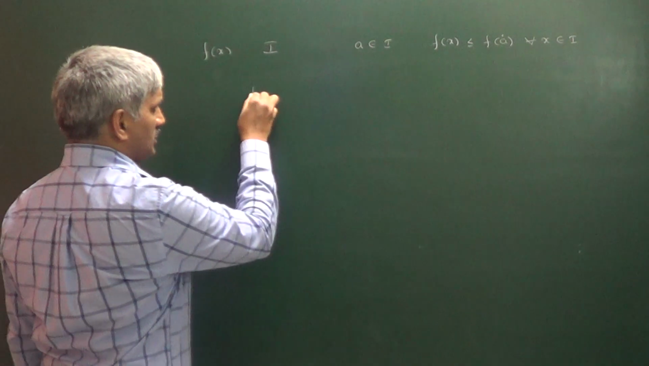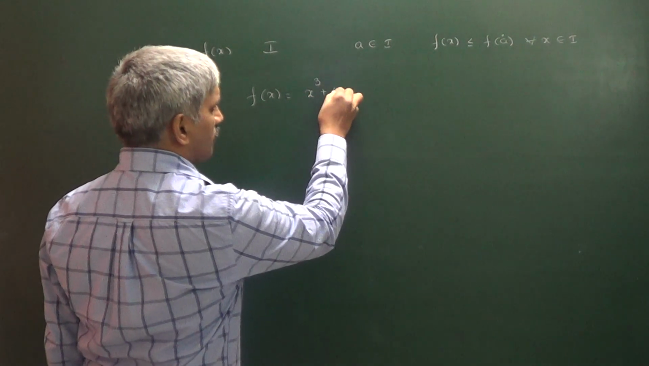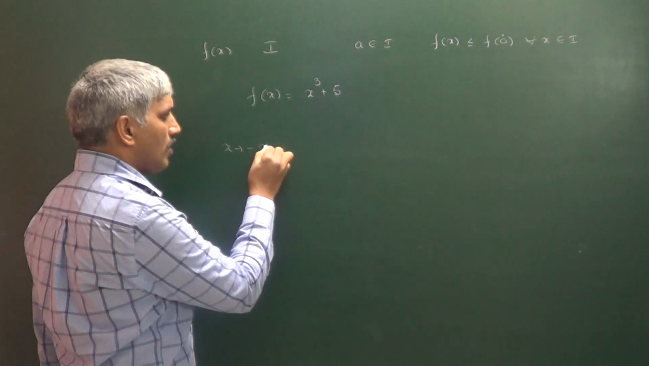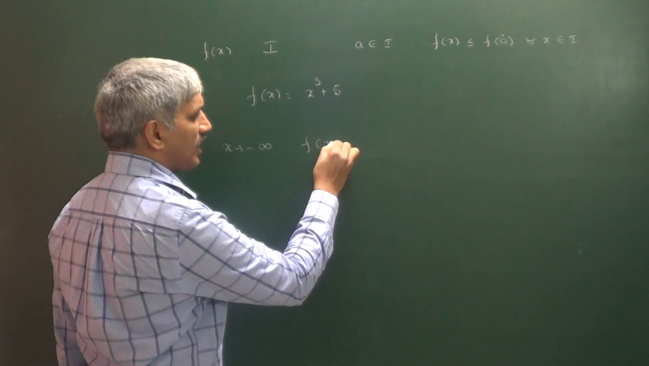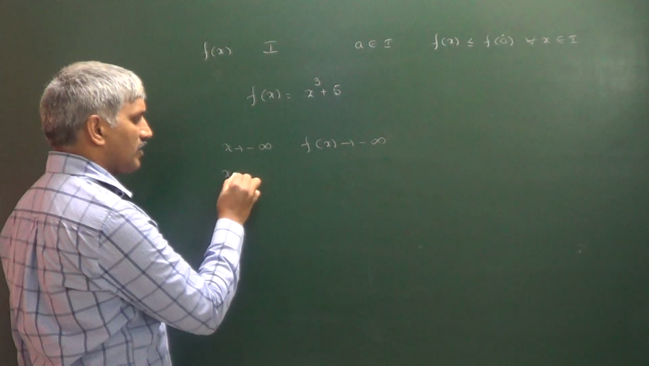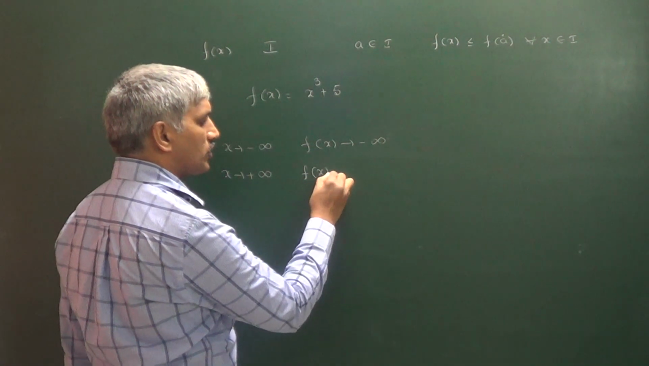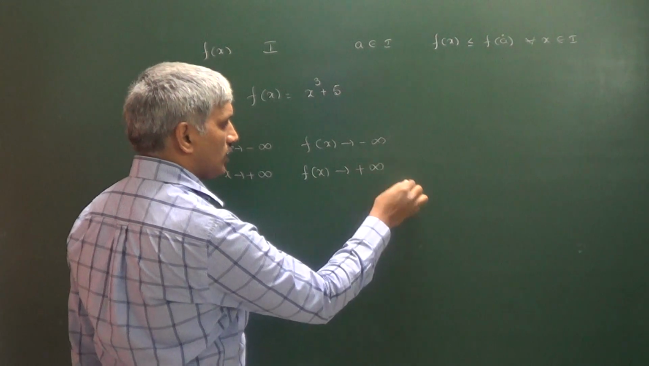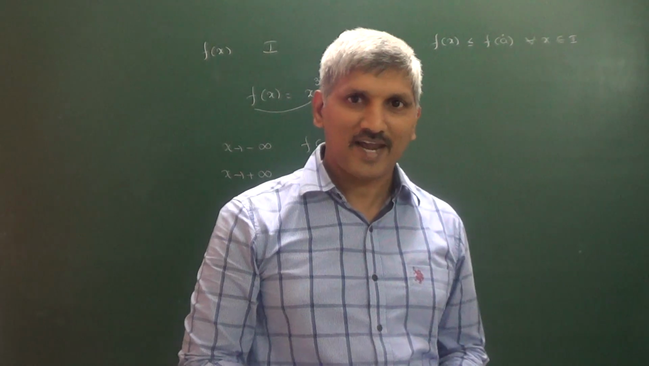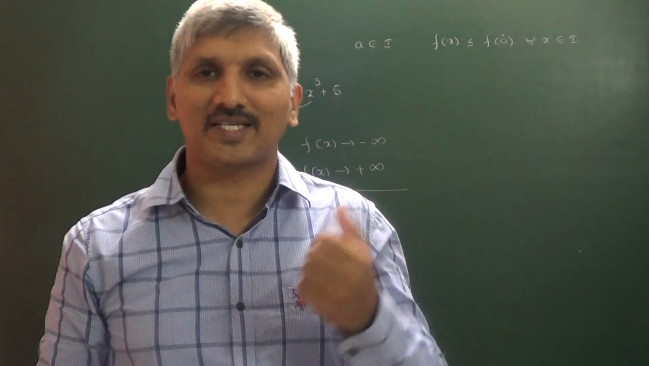Suppose the function is now given like this: f of x is equal to x cube plus 5. What happens here? As x tends to minus infinity, f of x also tends to minus infinity. At the same time, as x tends to plus infinity, f of x also tends to plus infinity. So for this function there is no maxima and no minima. So the first case we discussed was a function with minima and no maxima.